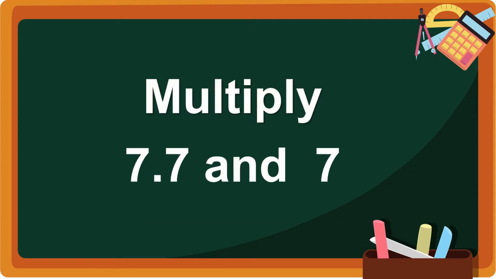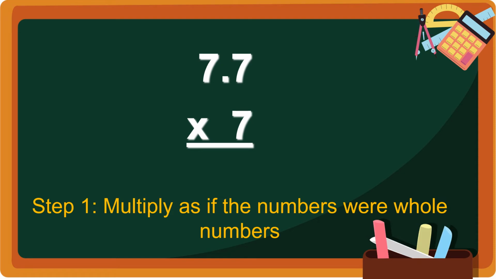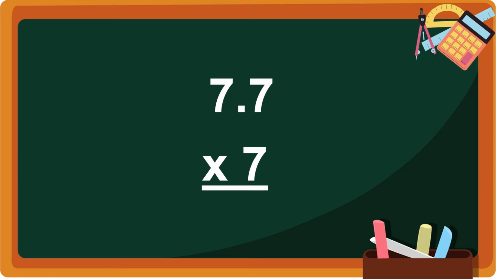Let us multiply a decimal number by a whole number. Multiply 7 and 7 tenths and 7. So step 1, multiply as if the numbers were whole numbers. So let's multiply 7.7 times 7. So we have 7 times 7 is 49. So write 9, carry over 4. Then 7 times 7 is 49 plus 4 is 53. Therefore, the answer is 539.